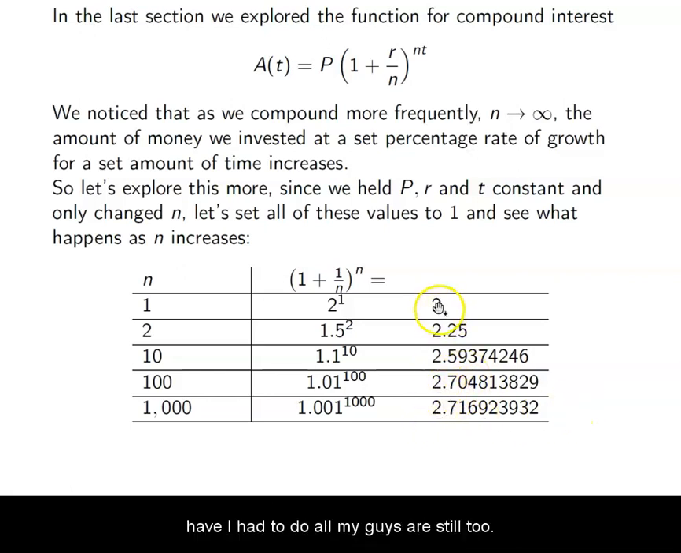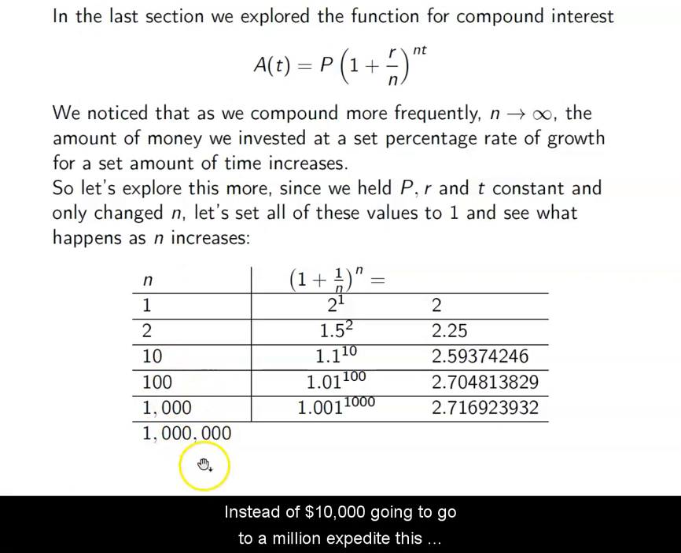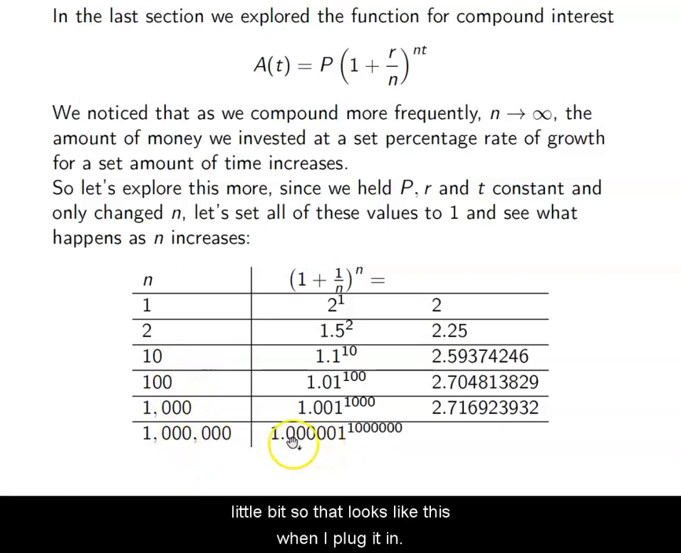As you notice, it's starting to stabilize a little bit. I had 2, so all my values are still 2. The second decimal place was 2, 5, 7, and then 7 again. So it's starting to approach a value. For my next value, instead of 10,000, we're going to go to 1,000,000. Let's expedite this a little bit. That looks like this when I plug it in.